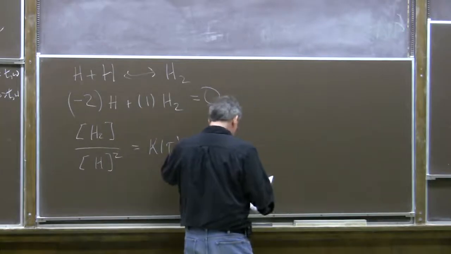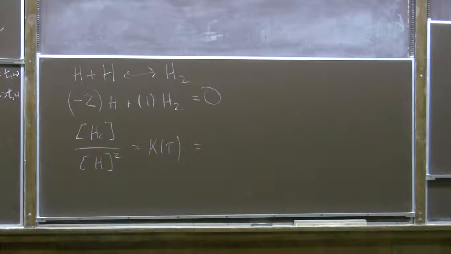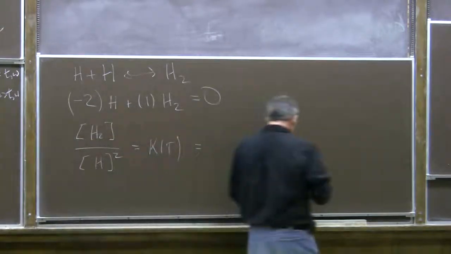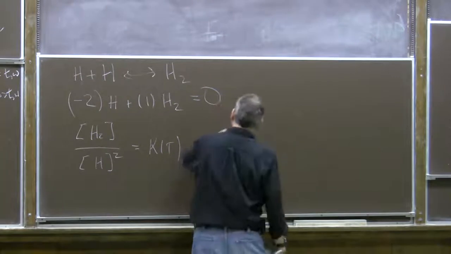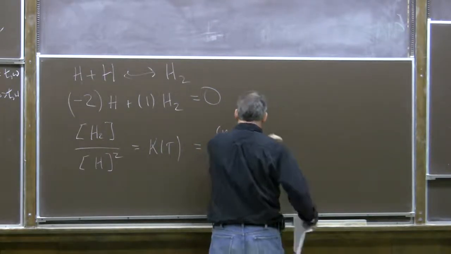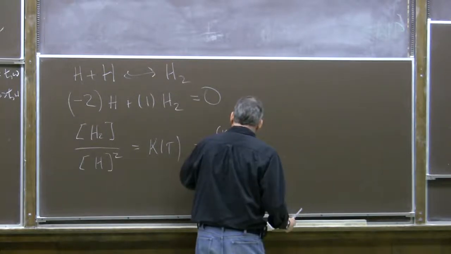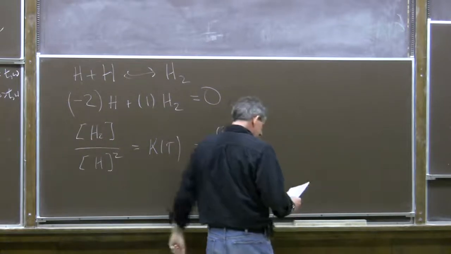And what is that? Well, we'll get a factor of, where was C? Right, so we're considering C_i raised to the power ν_i. And so there will be a factor of quantum concentration for molecular hydrogen divided by quantum concentration for atomic hydrogen squared.